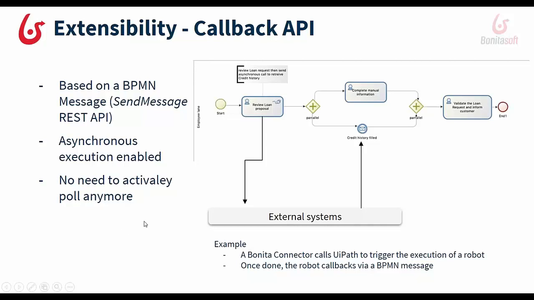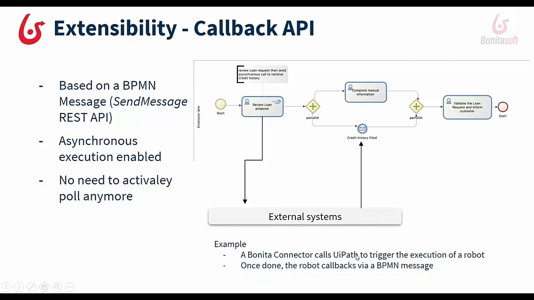So the idea was really to provide some kind of callback API for the external system to call back Bonita when something is done, and that is nicely integrated with the processes. This is basically the BPMN message solution that we used, and we now have an API to send the message directly from REST API. So what we call the callback API is basically the send message REST API that you can leverage from your external system to trigger a specific catch event. So that's the perfect example.